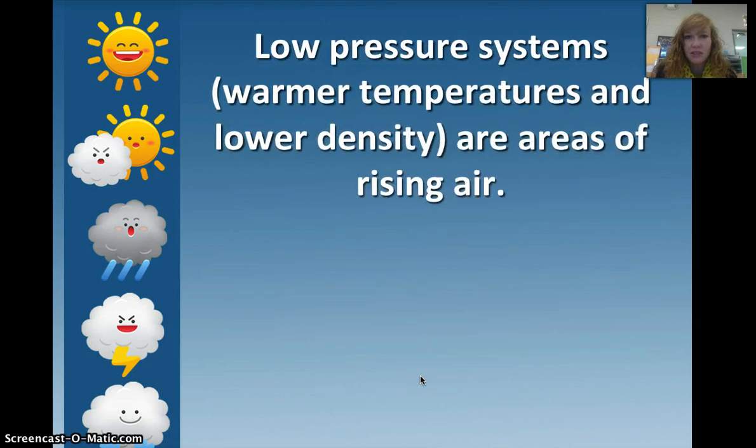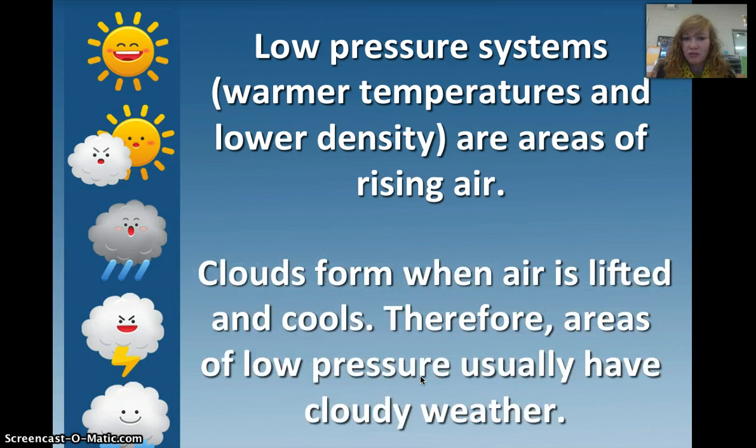Low pressure systems, and you hear about this when you're watching the weather, he'll talk about a high pressure system or a low pressure system. So if it's low pressure, that means it has warmer temperatures, so it's rising up, and it has a lower density, so the air is rising. And when the air is rising, clouds are able to form, and as it rises up, that water vapor cools off, and you get condensation, and those clouds can form, and that's when we have cloudy weather.